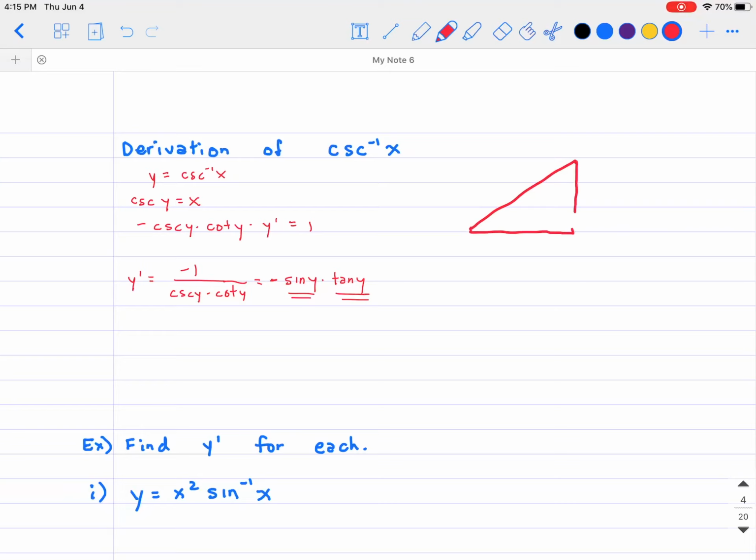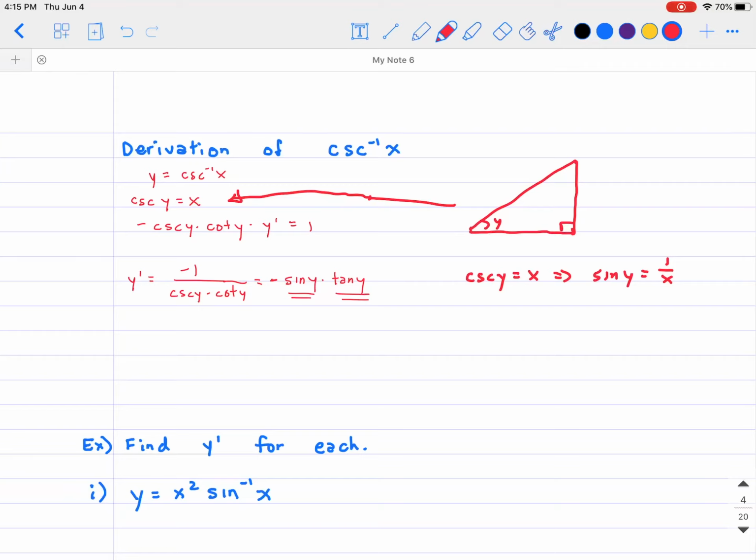So on the side, I'm going to go ahead and draw the triangle. Okay, so the triangle is located right here, and we're going to build it according to my step number 2 over here. We have cosecant of y is equal to x. So if it helps you see it a little bit better, that means the sine of y is equal to 1 over x.